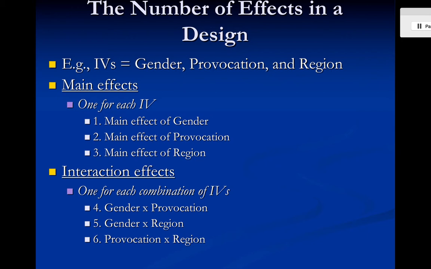Now the question is, are we done? And the answer is, no, we're not done. Why? Because interactions don't say you can only combine 2 independent variables. It says all possible combinations. So now I have 3 independent variables: gender, provocation, and region. Think of the following situation. You're male, you're provoked, and you're rural. How is that going to affect your aggression score? Versus you being male, provoked, and urban. How is that going to affect your aggression score? When we start combining more and more independent variables, this gets more and more complex.